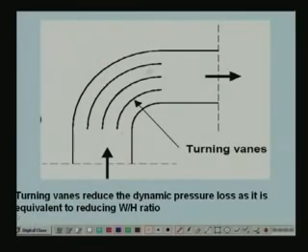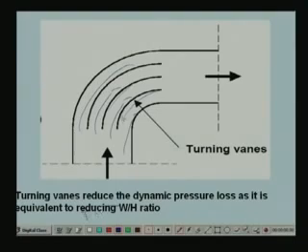So, instead of having an empty duct like this, they put some vanes here, so that air flows through these vanes. As a result of this, the dynamic pressure loss reduces. Why does the dynamic pressure drop reduce? The turning vanes reduce the dynamic pressure loss as it is equivalent to increasing the, I am sorry, this is a mistake, increasing the W by H ratio.